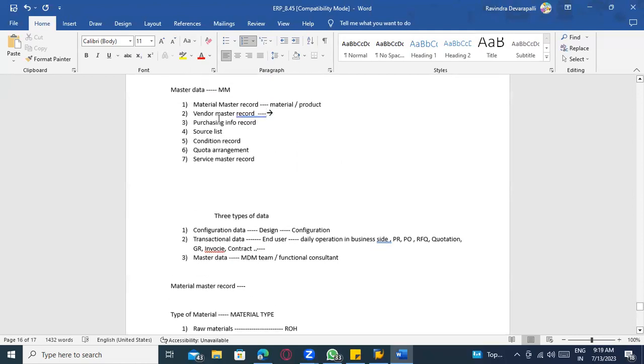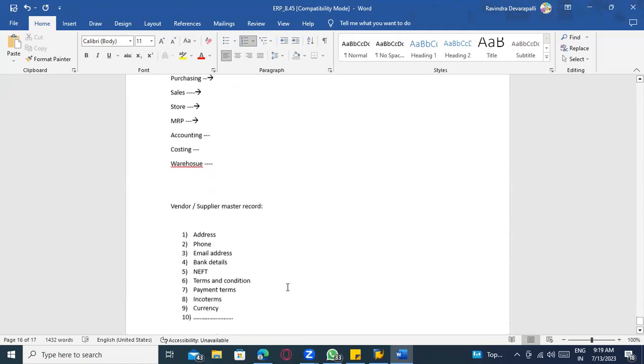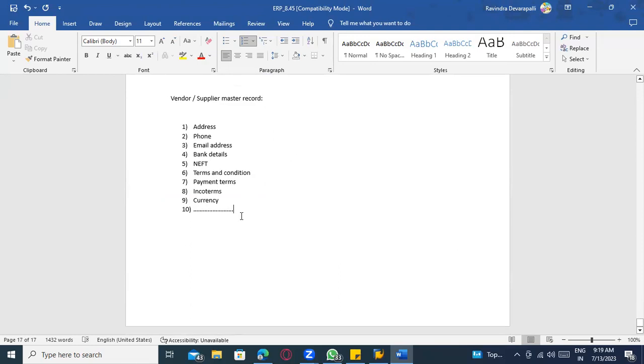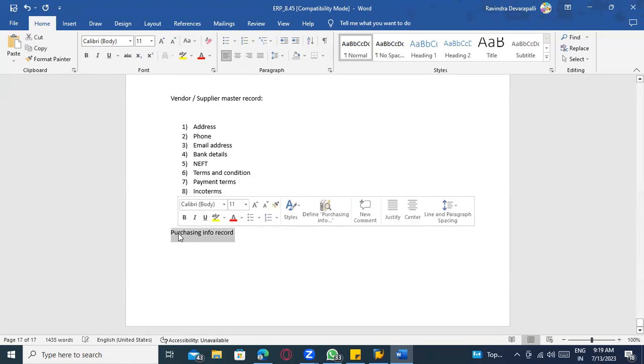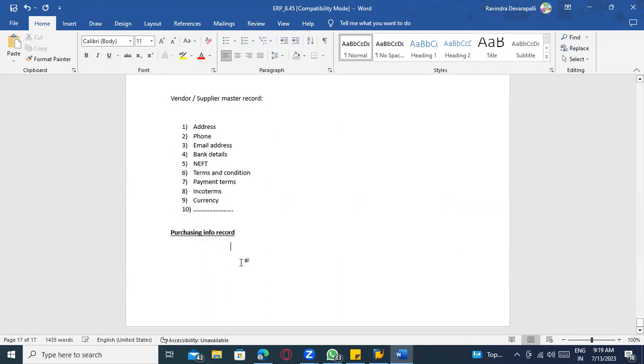Okay, then coming to the purchasing info record, the next one. What is the meaning of the purchasing info record? Purchasing info record is nothing but the material and vendor combination under a purchasing organization and plant. With respect to the plant, what information is there.